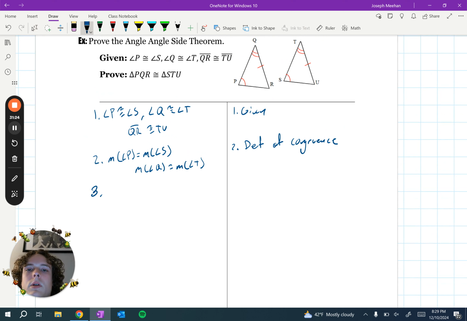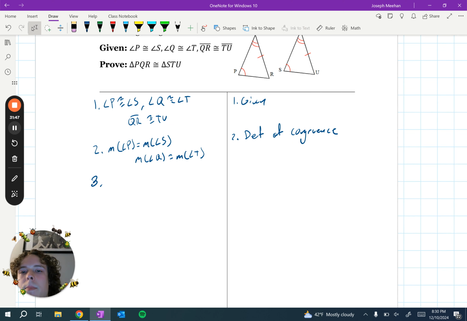The next thing I want to do is step 3. What I want to do here is think a little more abstractly, because the given doesn't really tell us much more, the diagram doesn't really tell us much more. So what I want to remember is the triangle angle sum theorem, okay? This says that the sum of the angles of a triangle add up to 180 degrees, okay? The sum of the angles of a triangle is 180 degrees, okay?